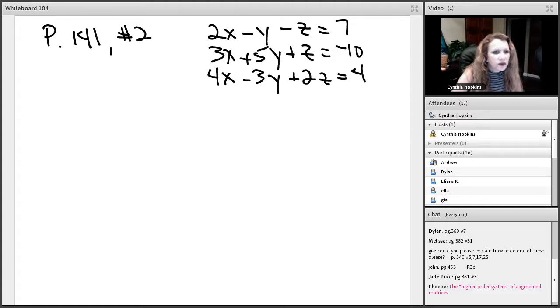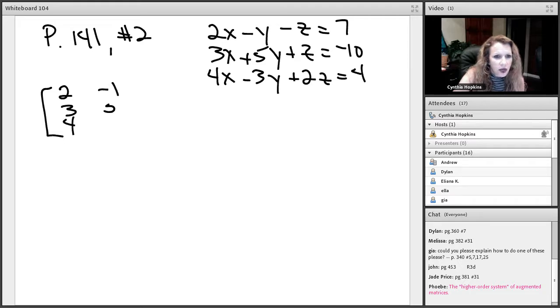Okay, so this is kind of difficult to do on this because I don't have a lot of room horizontally. Okay, so here's my x column. I'm going to go down each column. So 2, 3, 4, that's my x column. My y column is negative 1, positive 5, negative 3. And my z column is negative 1, positive 1, positive 2. And then here's the augmented portion of my matrix, 7, negative 10, and 4.